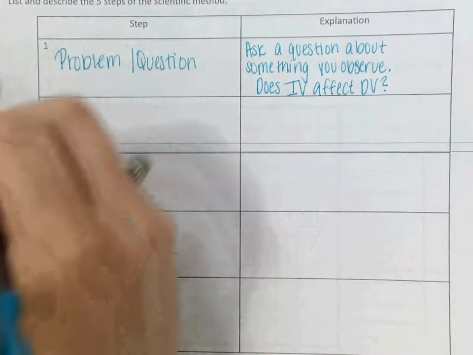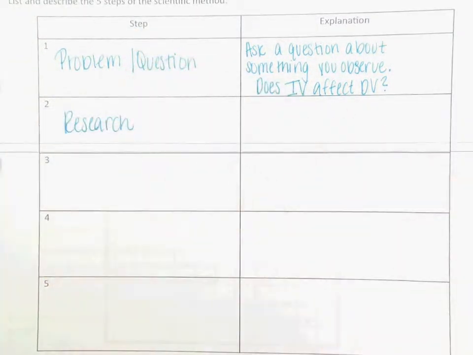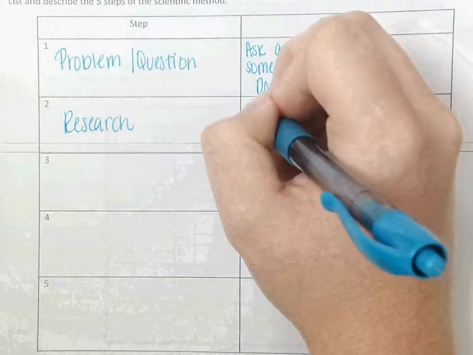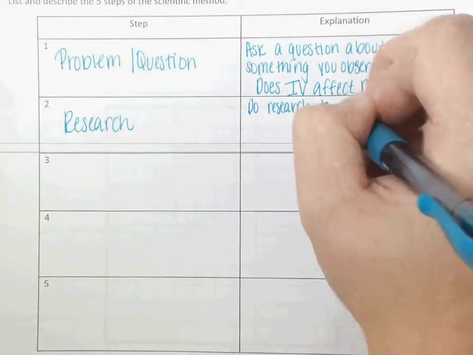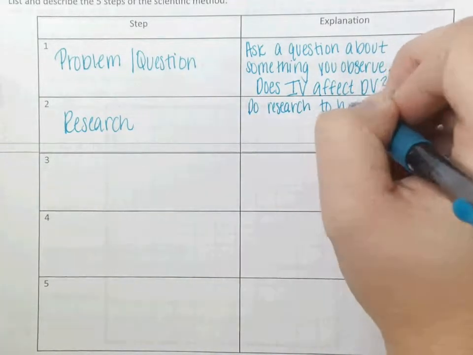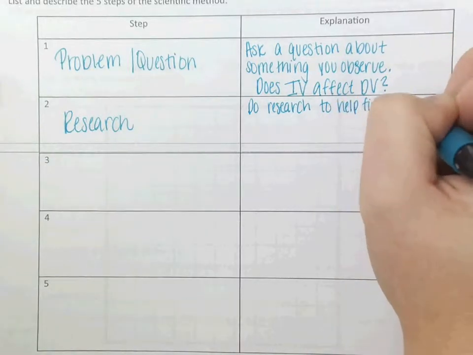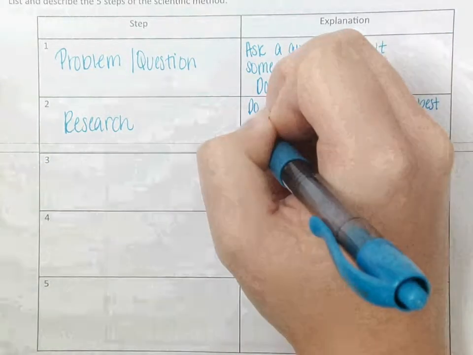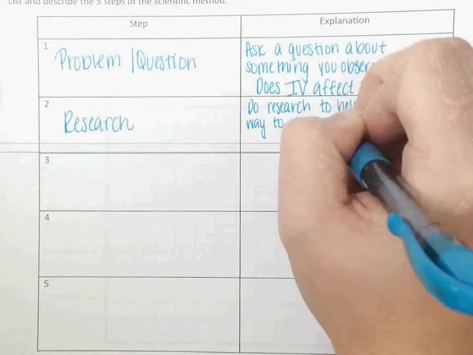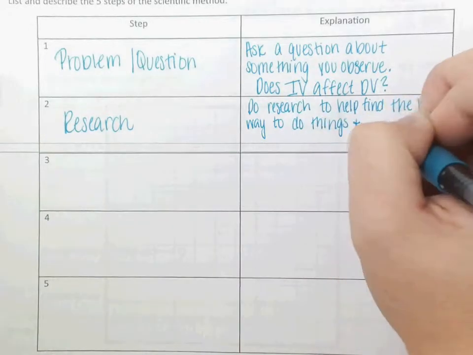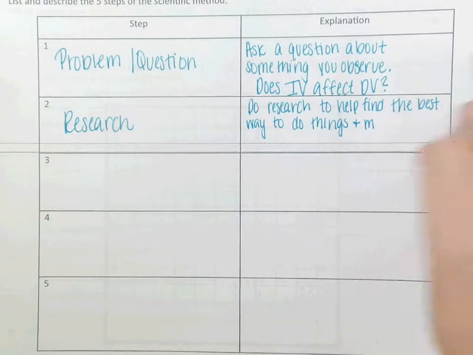Our second step is our research. And we do research to help find the best way to do things. It also helps us make sure that we don't repeat past mistakes of other people.